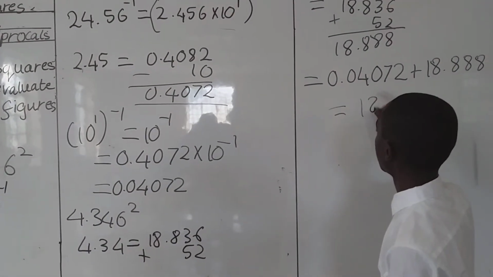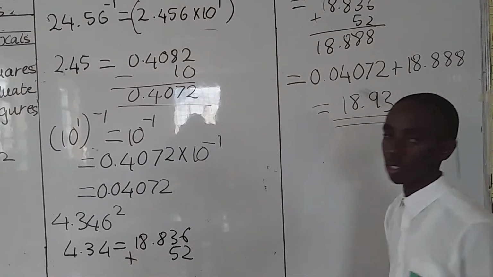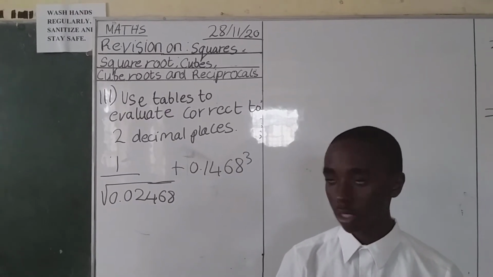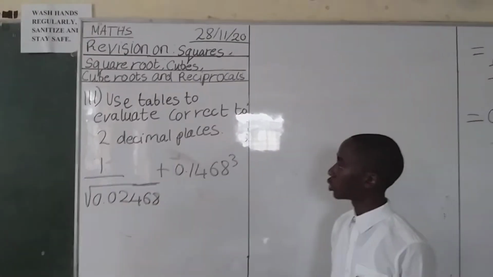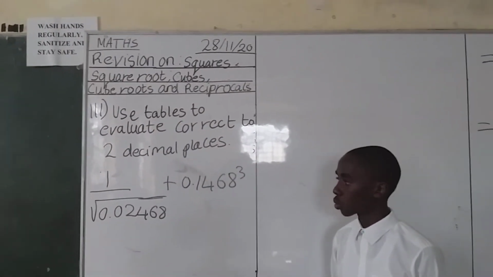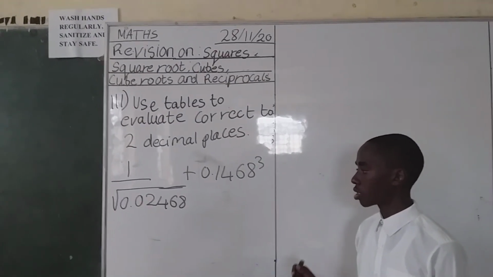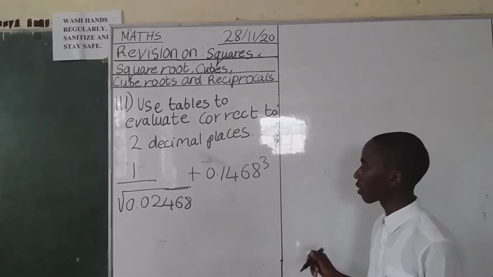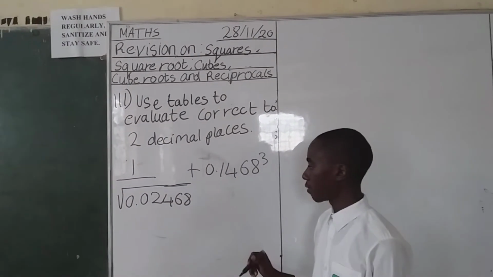So we get 18.93. So that's the answer to our third question in this revision section, where we are to find... Read the question. Use tables to evaluate, correct to 2 decimal places, 1 over the square root of 0.02468 plus 0.1468 cubed. So how do we solve this?